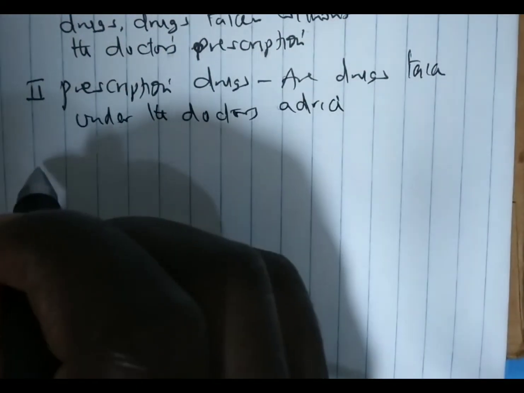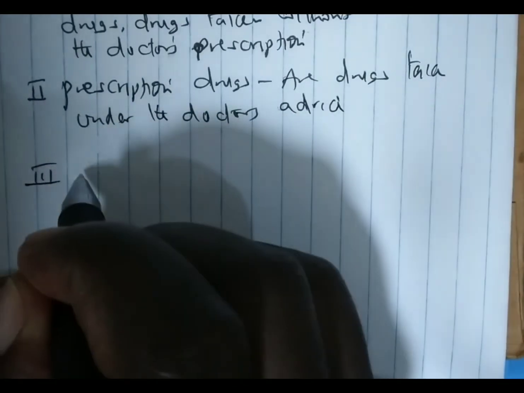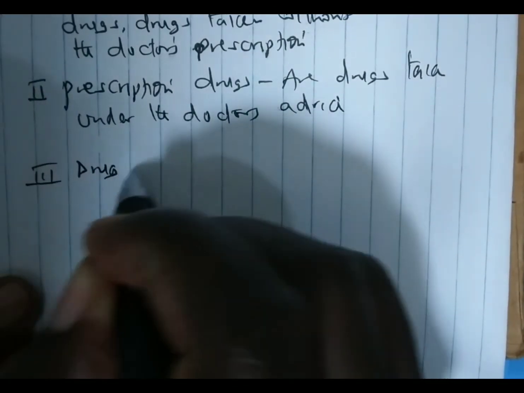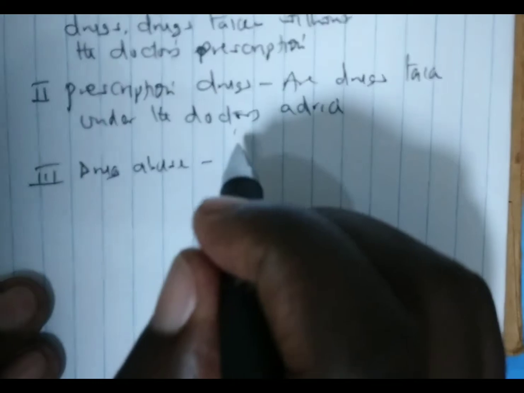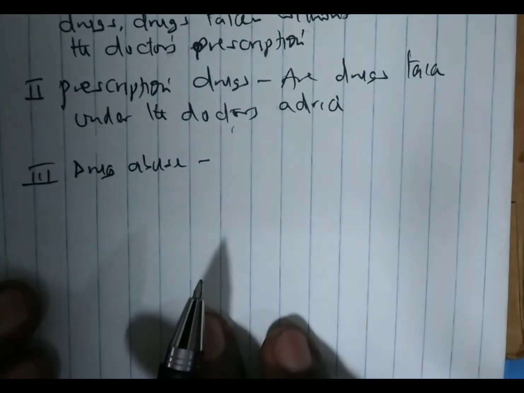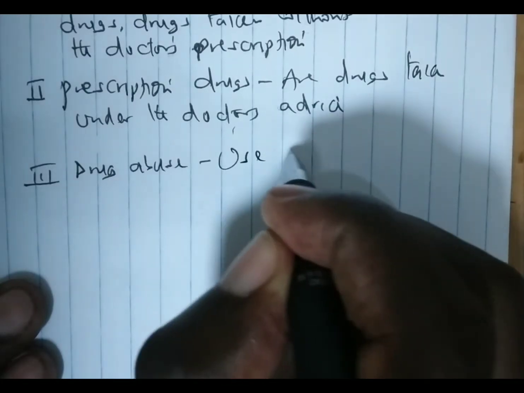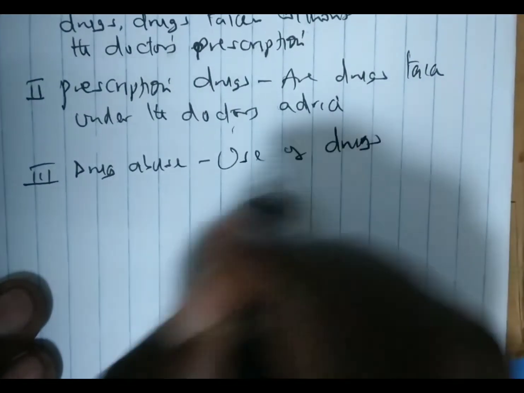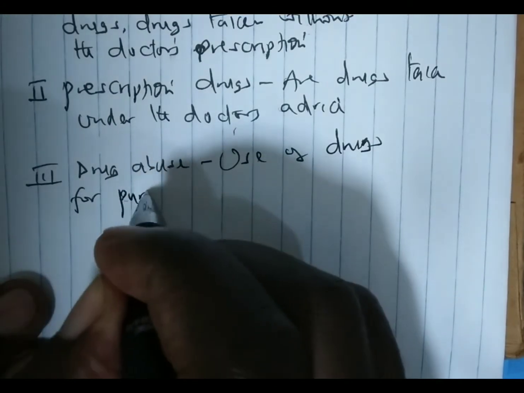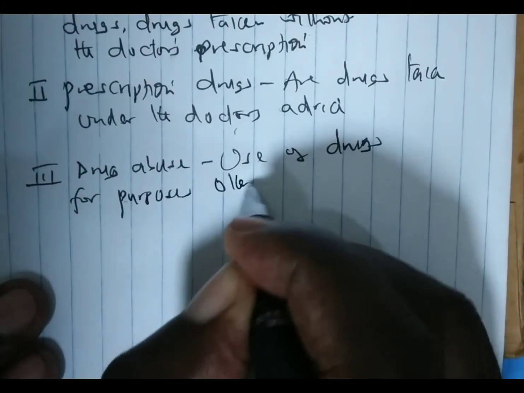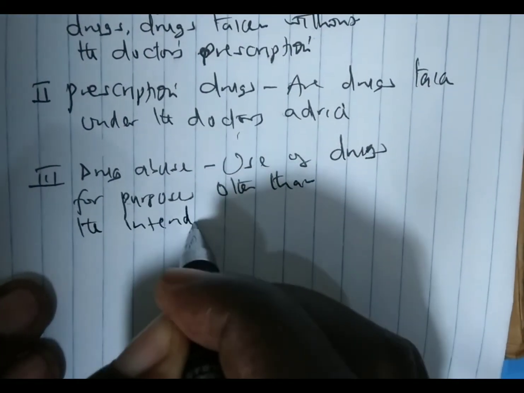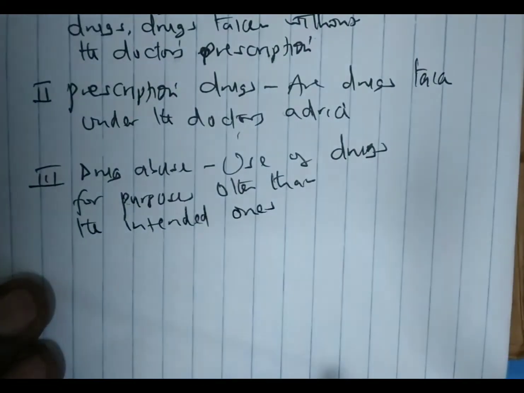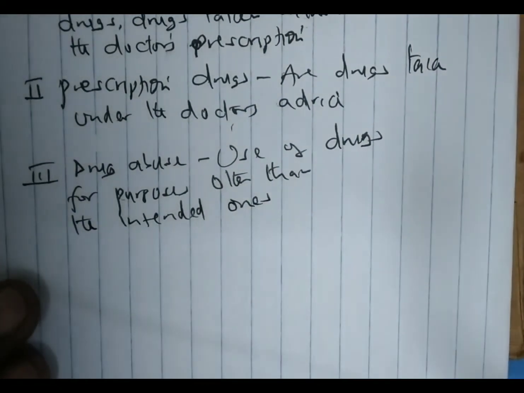Then lastly we have Roman 3, what we call drug abuse. And drug abuse is simply the use of drugs for wrong reasons or for purposes other than the intended ones. That includes overdose and underdose. Part B has already been done.